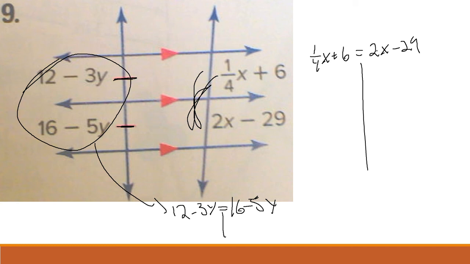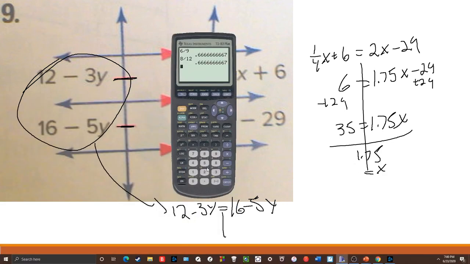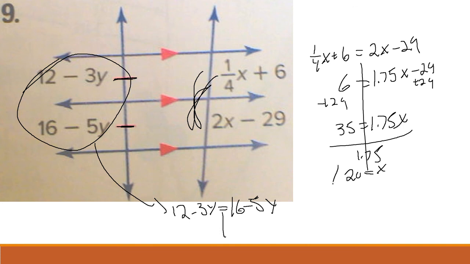So just to be quick about this here, this would be 6 is equal to minus 1/4 on both sides would be 1.75x minus 29. Add 29, add 29. We end up getting 35 is equal to 1.75x. Divide by 1.75. We get x is equal to 35 divided by 1.75. 20. So x is equal to 20.